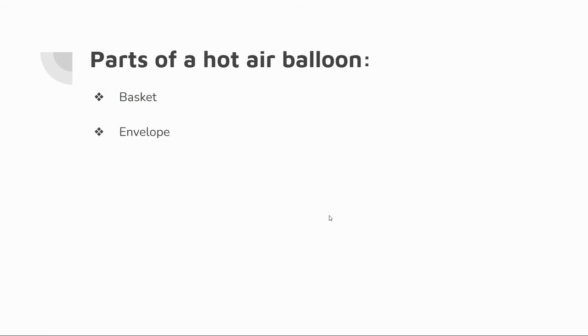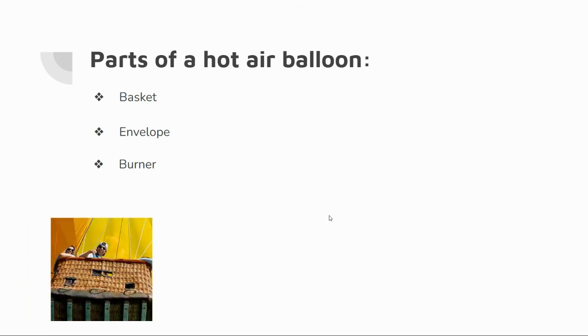The next part is called the envelope. The envelope is the balloon itself. And the burner is where the fire burns.